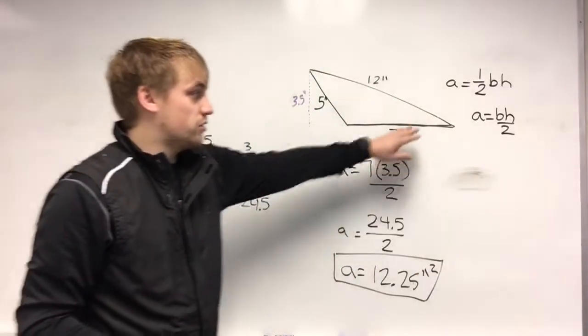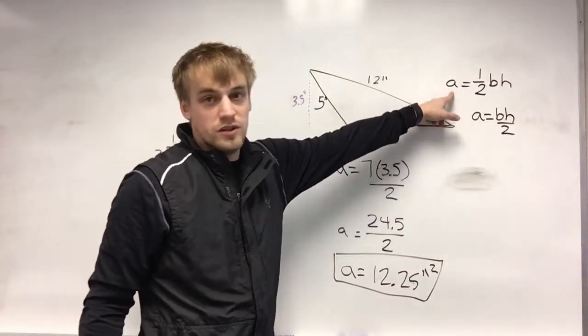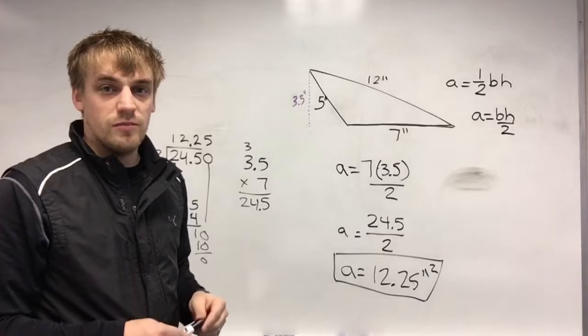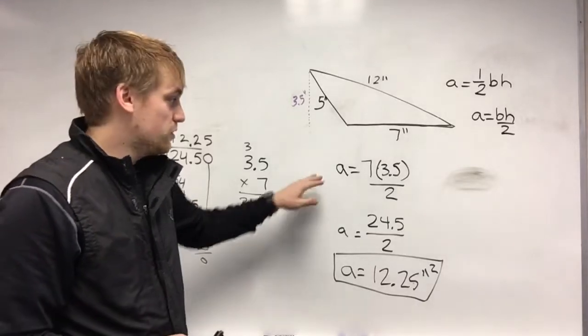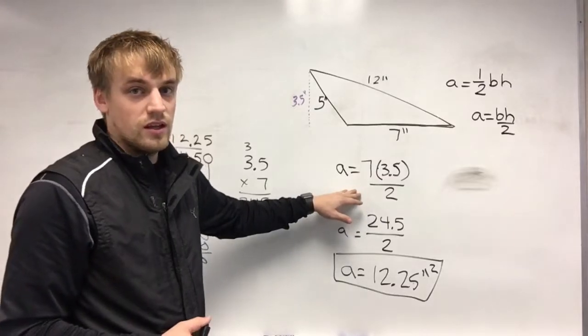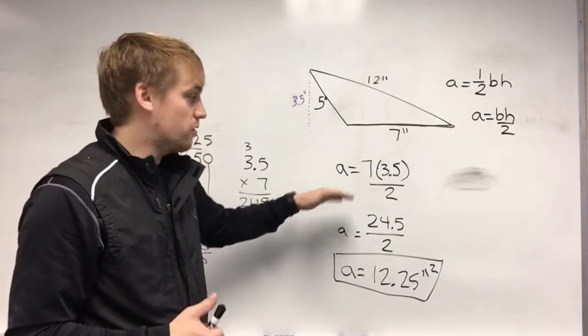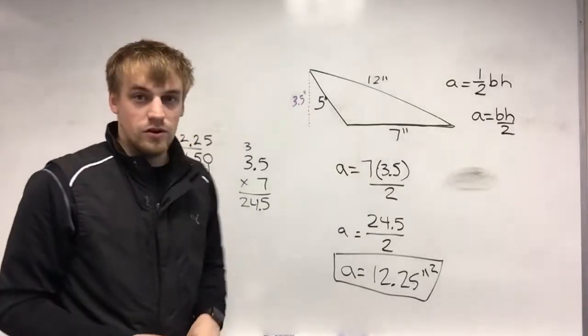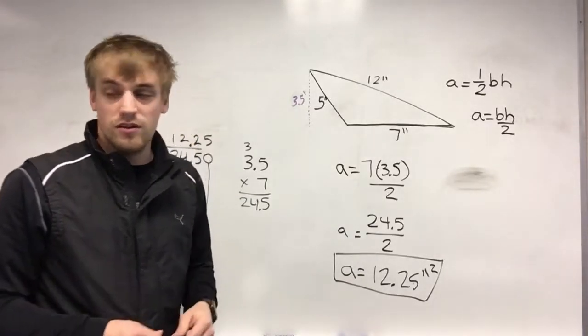Okay, so we used our formula. We could have used this formula as well. We would have gotten the same answer, because multiplying by 1/2 and dividing by 2 are the same. But just like all our other formulas, make sure that you identify what you're solving for and then fill in each number that you need. Okay, let's try another one where we're solving for a length on the triangle.